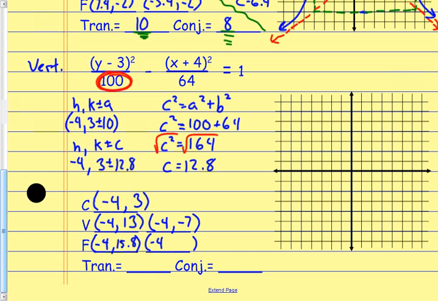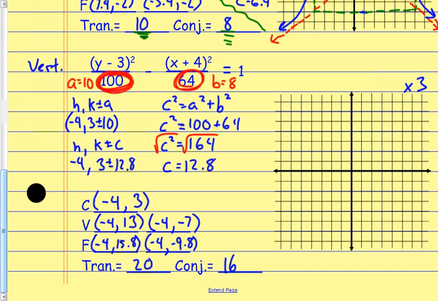And now for this one, the transverse axis right here, again, my a squared is 100, so a equals 10. So my transverse axis is 20. Right here, b squared is 64, which means my b value is 8, which means my conjugate axis is 16. And I'm going to rescale this graph a little bit. Looks like the biggest value I have is that 15.8. So I might want to go by 2s or 3s or maybe even 4s on this one. I'm going to go by 3s this time. I think that'll just fit.